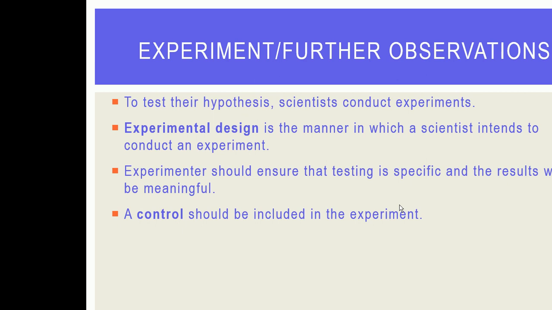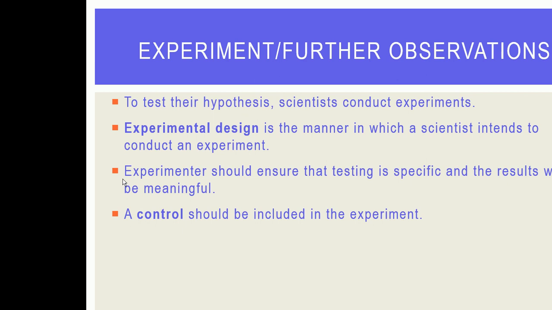And to test the hypothesis, scientists conduct experiments. For conducting experiments, first of all, we have to design our experiment. We have to first of all sit down and plan our experiment. That's called experimental design. And in every experiment, we must keep a control.